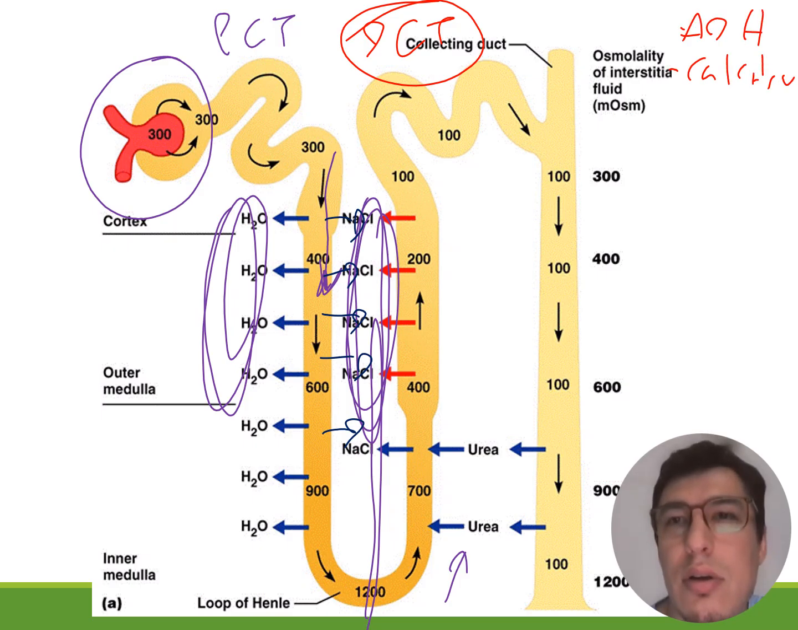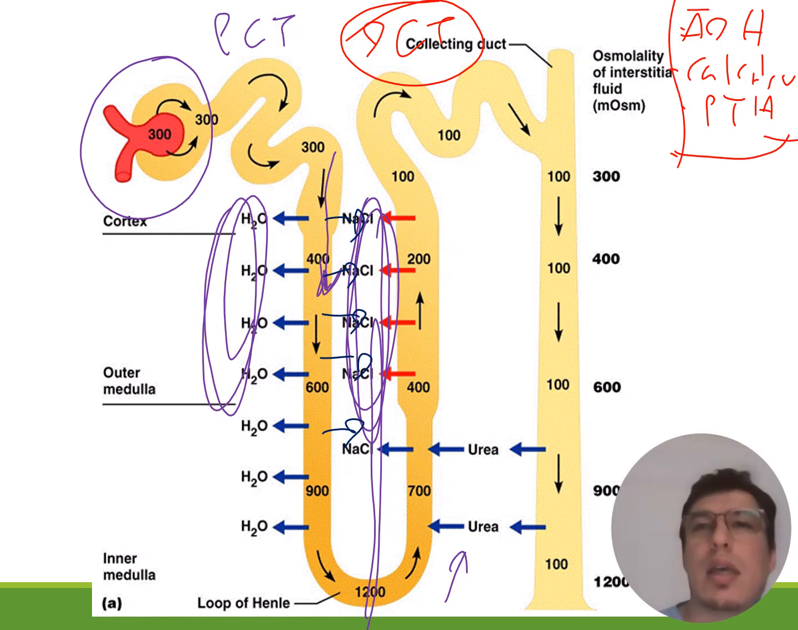calcitriol, PTH, and that's it. These are the three ones. Antidiuretic hormone and aldosterone. We're going to name aldosterone.